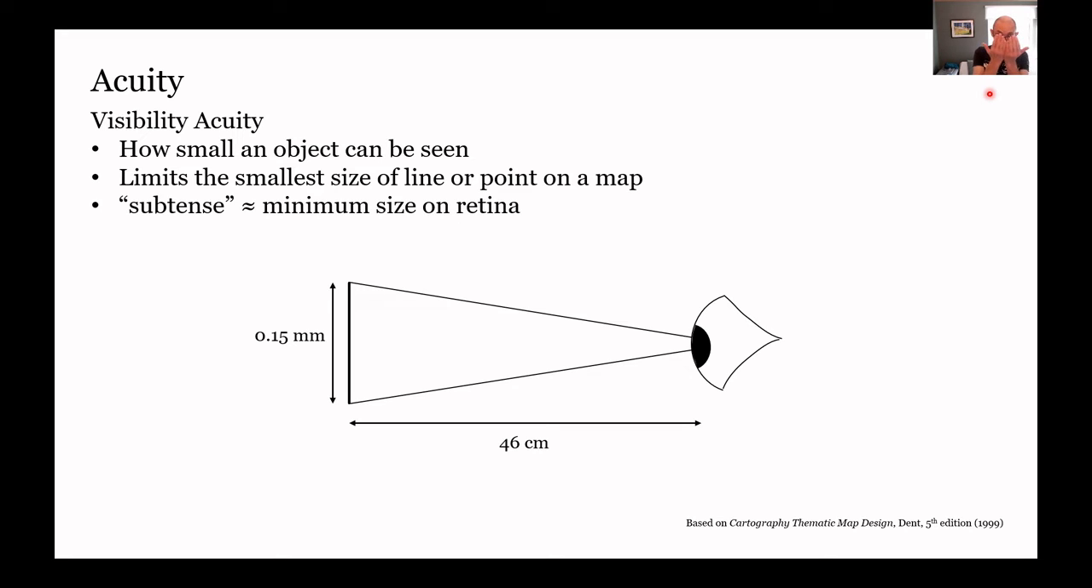Obviously, if we can pull the paper in closer and we've got young enough eyes, or if you're short-sighted so you can actually see when things are that close, you can see a smaller thing. Otherwise, not. So that's the visibility acuity, the smallest thing you can see.